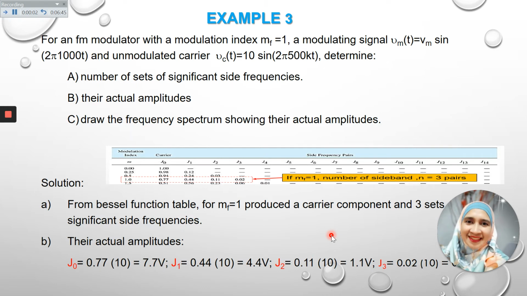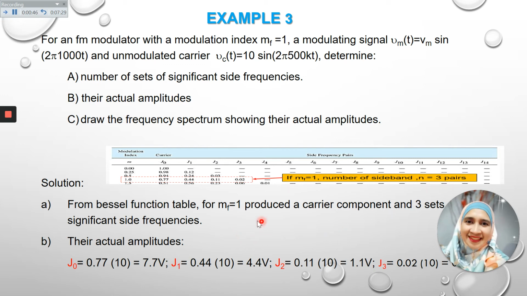Okay, let's have a look at example 3. For an FM modulator with modulation index MF equal to 1, a modulating signal Vm of t is Vm sine 2 pi 1000t, and the unmodulated carrier Vc of t is 10 sine 2 pi 500k t. Determine B, the number of sets of significant side frequencies, C, their actual amplitude, and draw the frequency spectrum showing their actual amplitude. So using the Bessel function table, when our MF is equal to 1, the number of sidebands is 3 pairs.